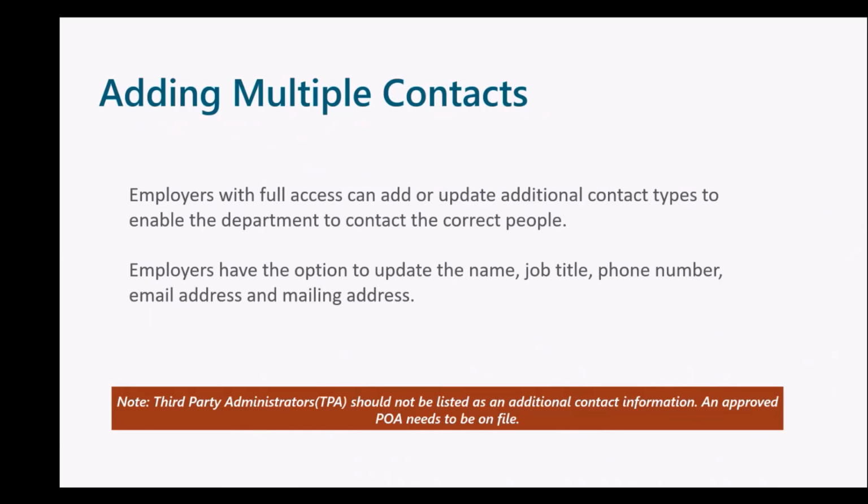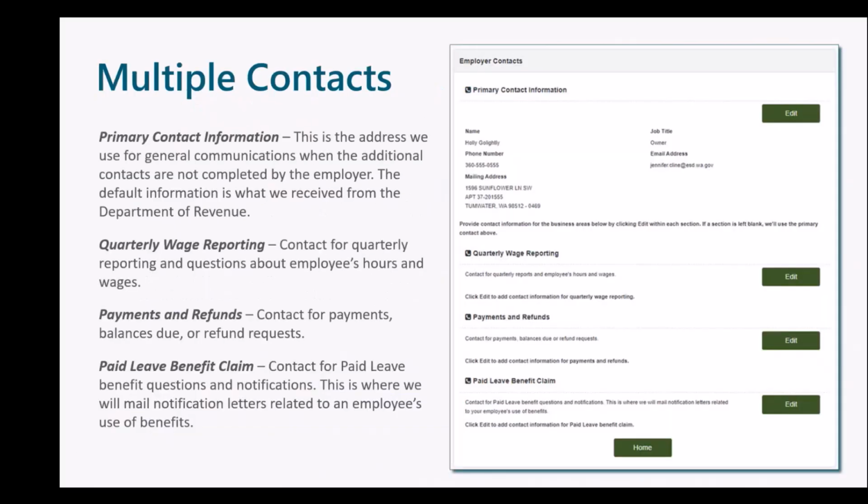The process for TPAs to access an employer account requires both the employer and the TPA complete the department's power of attorney document. If needed, the power of attorney document can be found on the Paid Leave webpage. The multiple contacts a system administrator can add to the employer account includes the primary contact, the quarterly wage reporting contact, payment and refunds contact, and the paid leave benefit claim contact person as well.